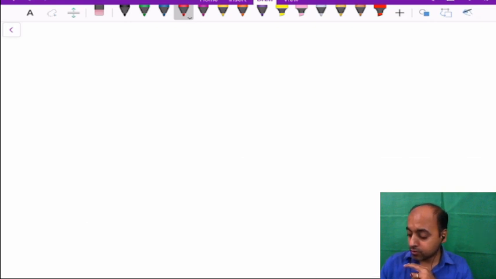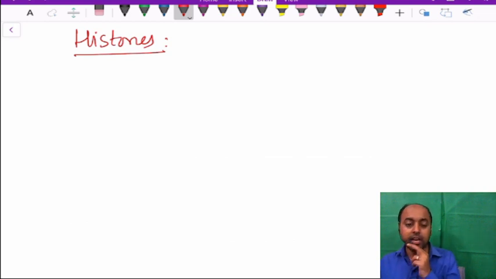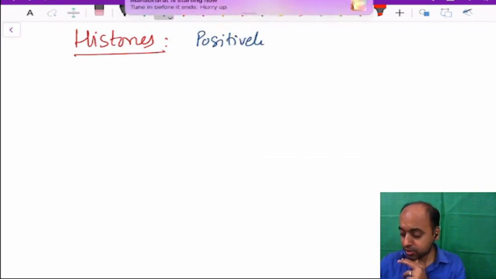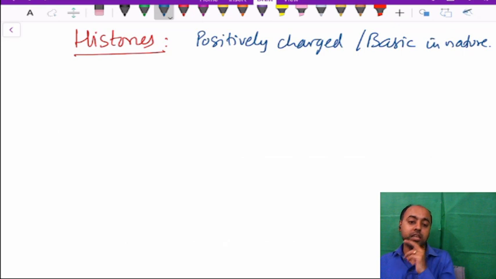Okay, so we're going to briefly talk about the histones. Remember, the DNA will have a large number of phosphates, and therefore the DNA will generally be negatively charged. Because of the large number of phosphates, the DNA will be negatively charged, and to attach to that DNA, the proteins which are attaching must be positively charged. In other words, they are basic in nature.